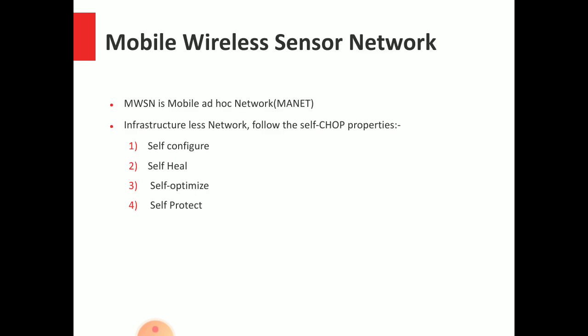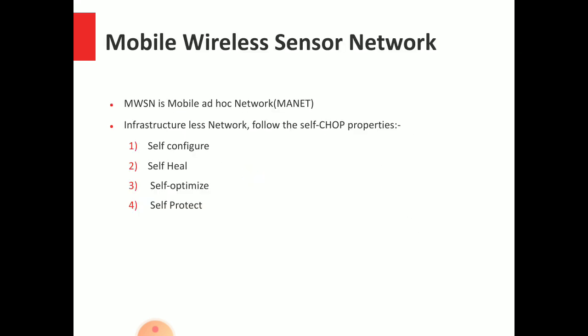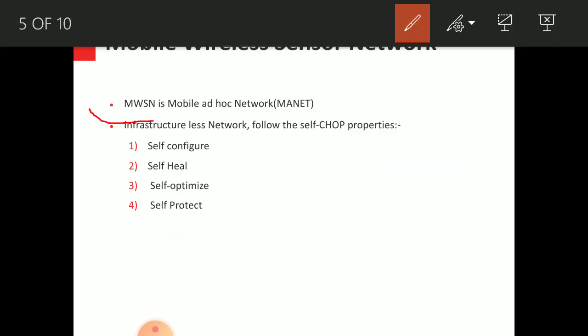Now we talk about the mobile sensor network, also called the mobile sensor ad hoc network. It is an infrastructure-less network with a dynamic topology, and it has some properties: it is self-configuring, self-healing, self-optimizing, and self-protecting.